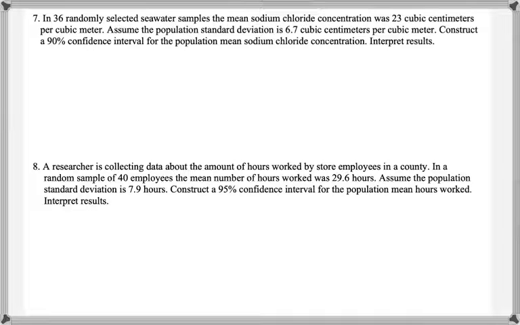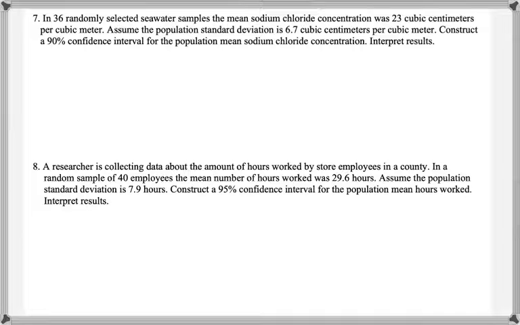In 36 randomly selected seawater samples, the mean sodium chloride concentration was 23 cubic centimeters per cubic meter. Assume the population standard deviation is 6.7 cubic centimeters per cubic meter. Construct a 90% confidence interval for the population mean sodium chloride concentration, and then interpret the results.